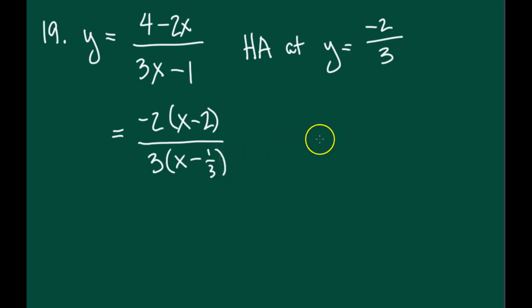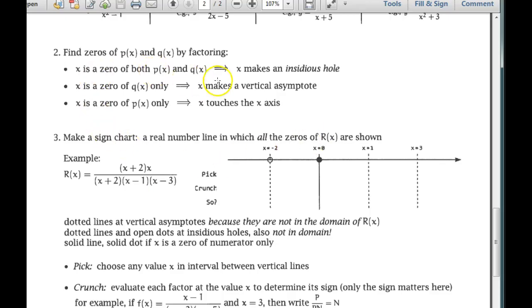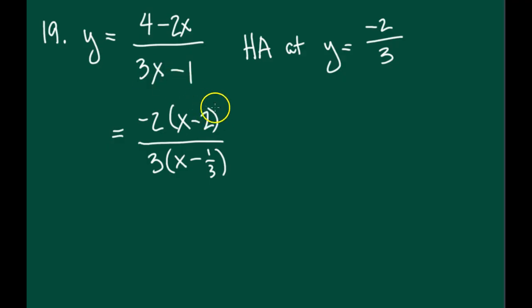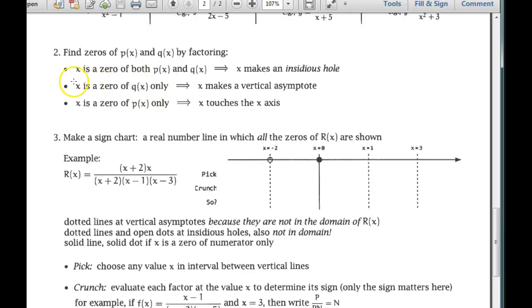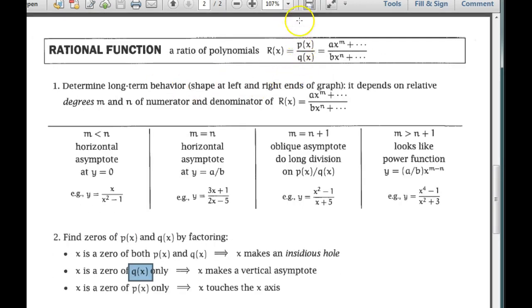Okay. Now, referring back to the handout, if x is a 0 of both the numerator and denominator, we would have an insidious hole, but that isn't the case. These two have different zeros. Okay. If x is a 0, this q here stands for, well, it doesn't stand for anything. It's just that throughout this document I refer to p of x over q of x. Okay, where were we?